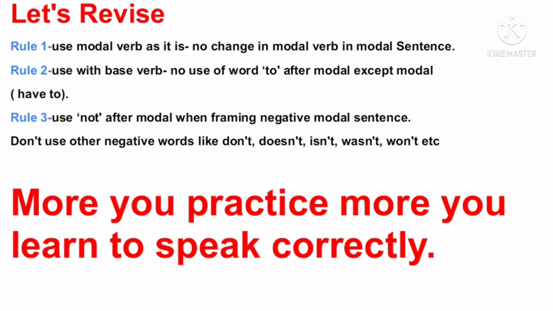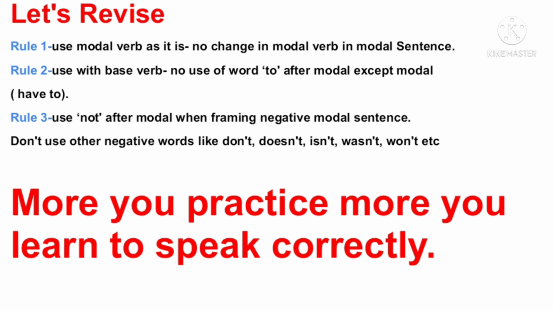Alright, an exceptional case: the use of "to" is only with "have to." And when you are framing a negative sentence, you can use extra words like "doesn't have to" or "don't have to." Then you can say it like this. Whenever there is an auxiliary verb, you can use only "have to" with it. This also we have done in our previous lectures.